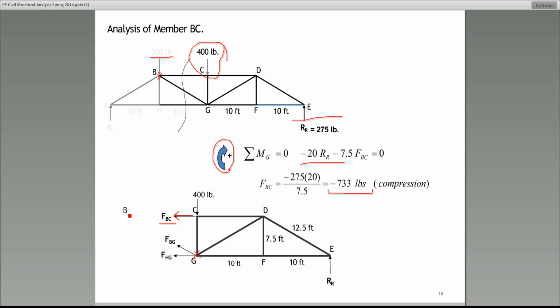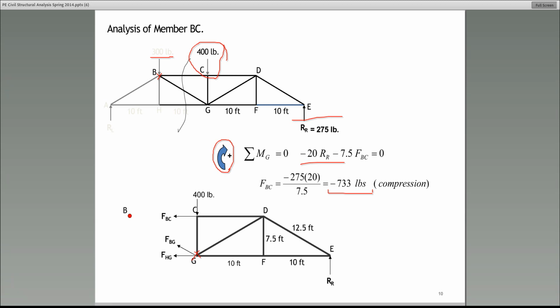Now, when we analyze these members, for example, BC, we don't really know whether the internal force is pushing towards the joint or pulling. What we do, we make an assumption. And if you recall, when I told you to use the method of sections and use these three forces, BC, BG, and HG, I had to make an assumption about the direction of the internal force. I have assumed all three to be pulling away from the joint. Does everybody see that? Just look at the arrowhead. So in other words, I've assumed all of these three are in tension.